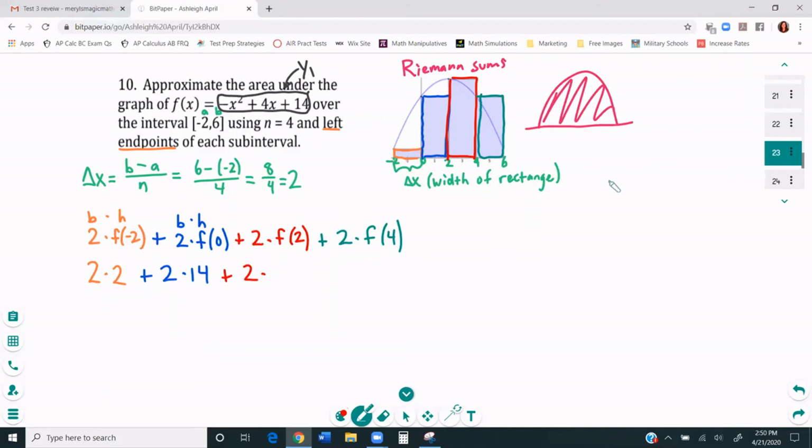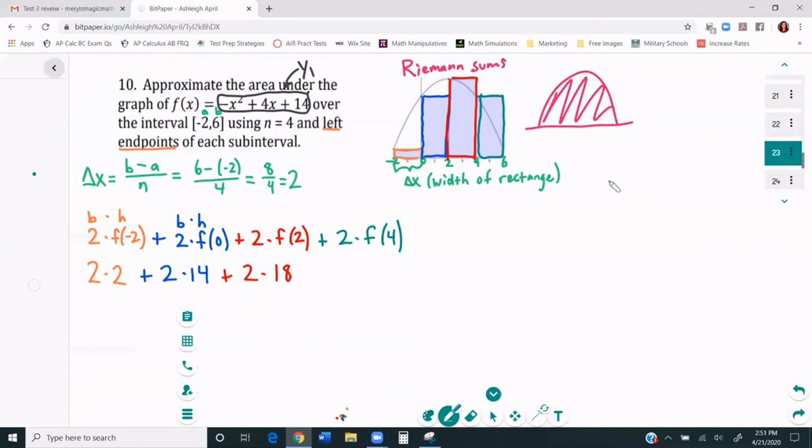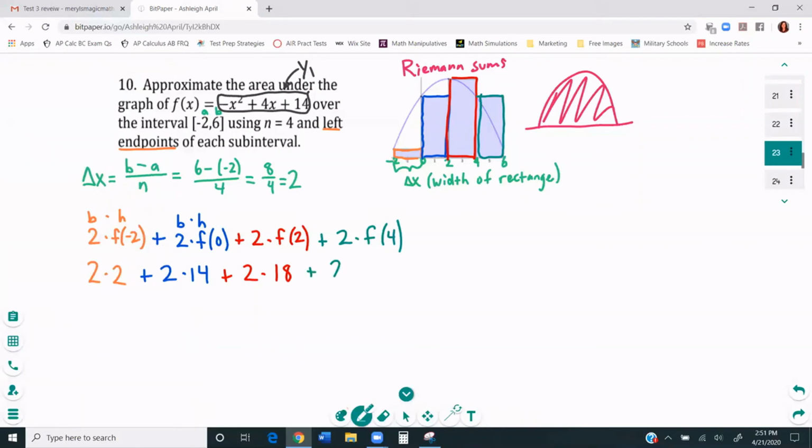And then for 2 it would be 19. I got 18. Oh, 18. Yeah, you're right. I had something on my calculator that made the 8 look like a 9. And then for 4 it would be 14.